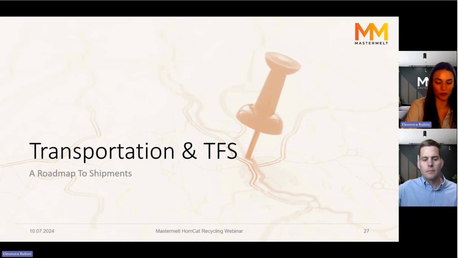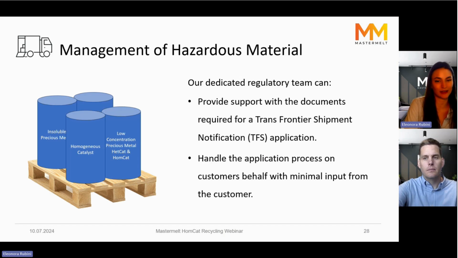And this is something where we want to emphasize that we are here to support you as a customer of Mastermelt with this type of issue as well. So it doesn't matter what type of material it is. It could be precious metal coatings, some insoluble precious metals, some low concentrations, heterogeneous catalysts, but also homogeneous catalysts. Of course, not only low concentration, it could be anything containing precious metals, really. But more so homogeneous catalysts, because it's today's topic.